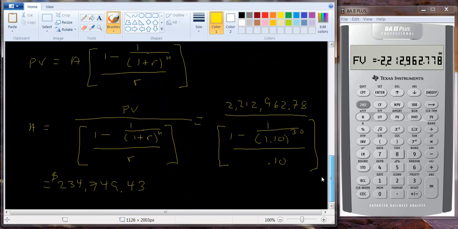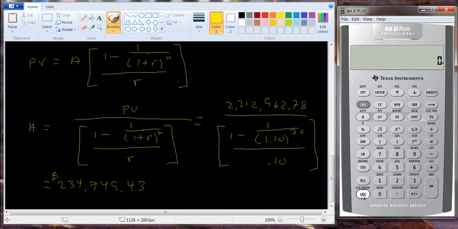Okay, now solving for the annuity, let's make this one the present value, and N is now 30. The interest rate is the same. Okay, let's just put in 0 for future value just in case it didn't clear. Okay, that's one way you can do it without clearing everything, because I wanted to use that number again. And let's compute the payment, and we get $234,749.43.